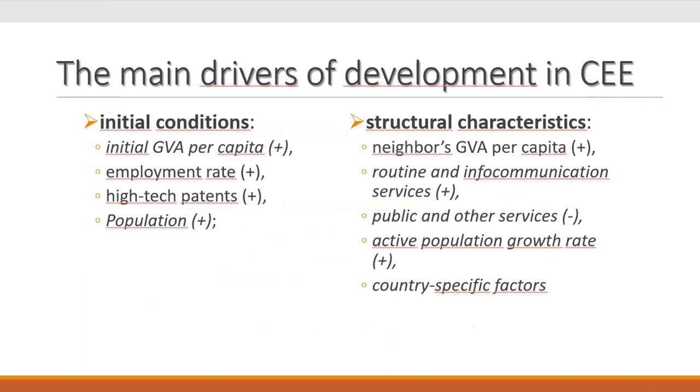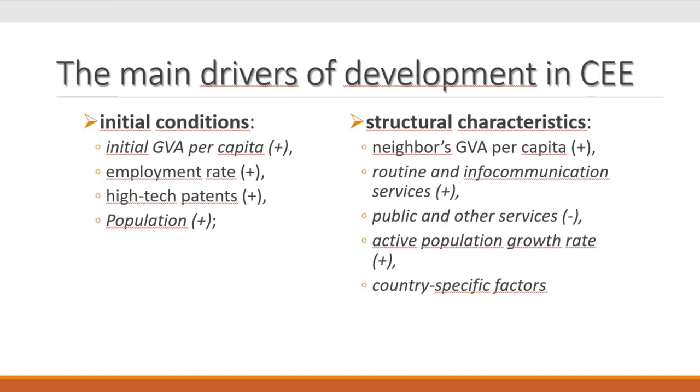These results are based on the ordinal logistic regression, and we examine what factors are responsible for the formation of the convergence clubs. By the international literature, we use initial conditions and so-called structural characteristics, and we found that the convergence clubs are mostly influenced by the initial conditions, especially the initial level of development. So we can say that path dependence can be observed in the development processes of the CE region.